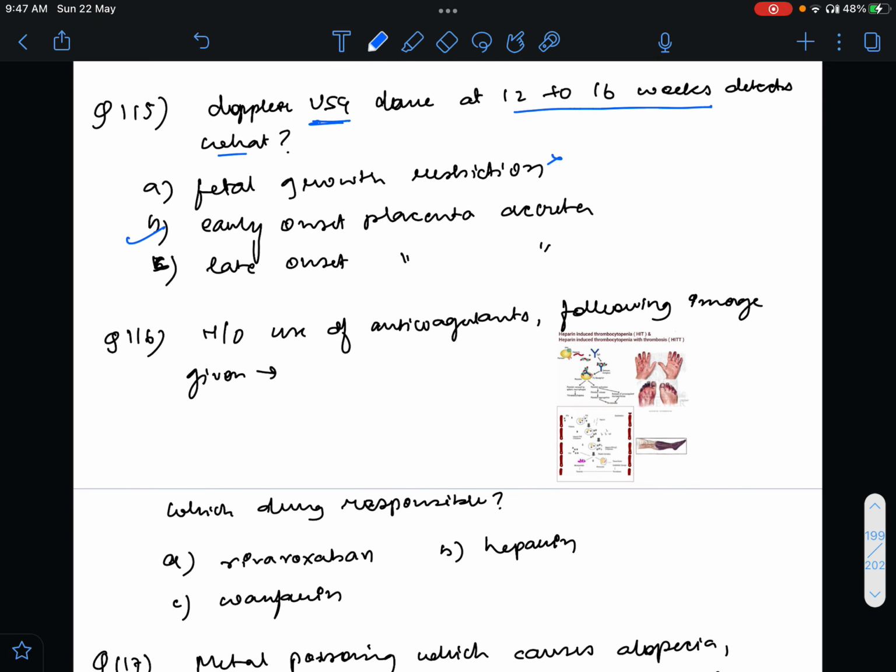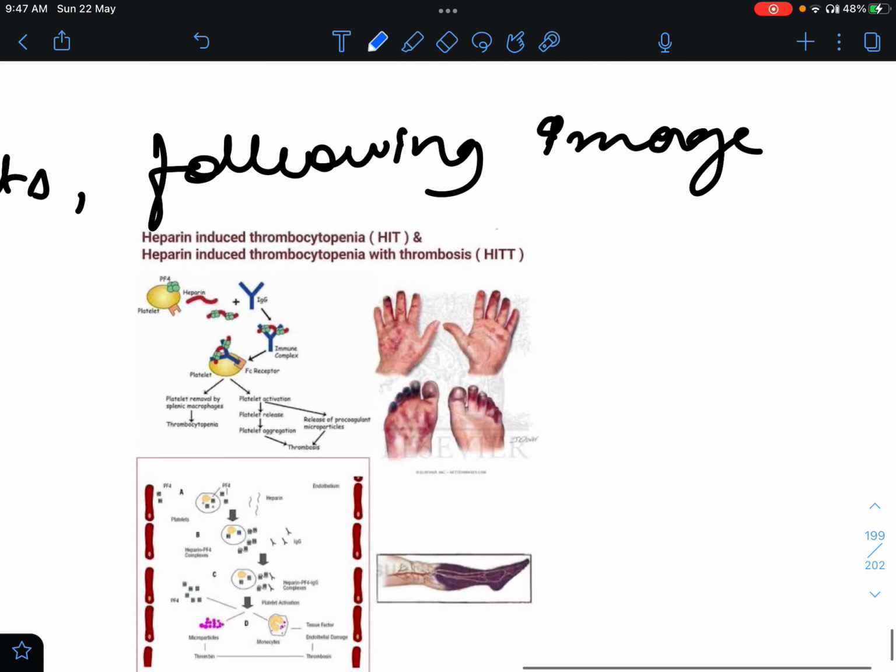Question number 116. There was a history of use of anticoagulants for some condition. The following image was given. An image similar to this was given, I think.